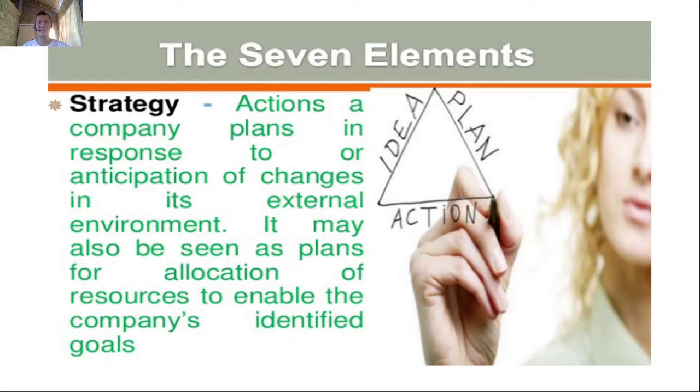So the 7 elements: strategy, actions a company plans in response to or anticipation of changes in its external environment. It may also be seen as plans for allocation of resources to enable the company's identified goals. So ito yung strategy. So I believe or I will assume na third year na kayo. So somehow siguro may mga ginawa na kayo or you did activities in relation to strategy or strategizing. Like kahit naman sa sports, di ba? Sa sports, sa pag-aaral, sa pagre-review, there are different types of strategies. So same goes with the business or any business.